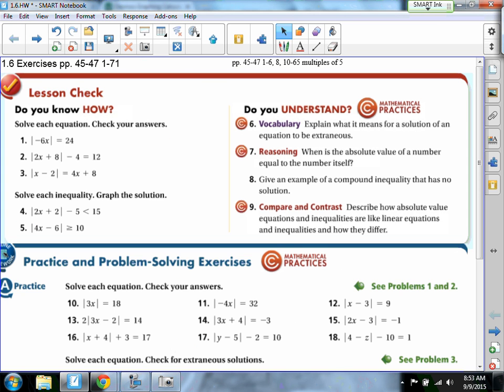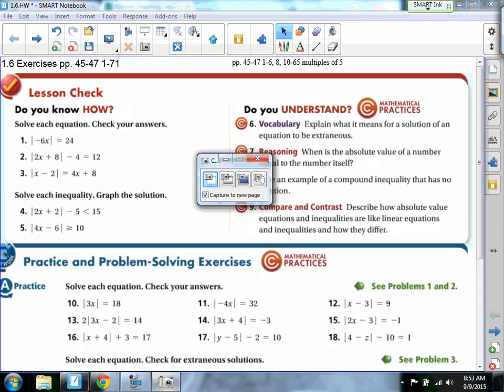Let's move right along. This window's messed up. Let me see if I can get that adjusted real quick.